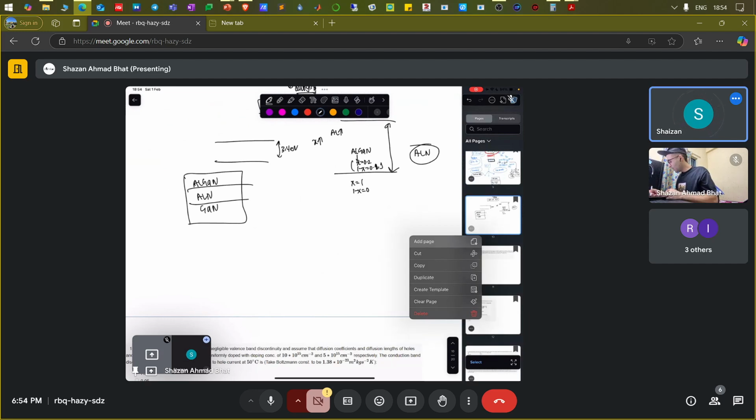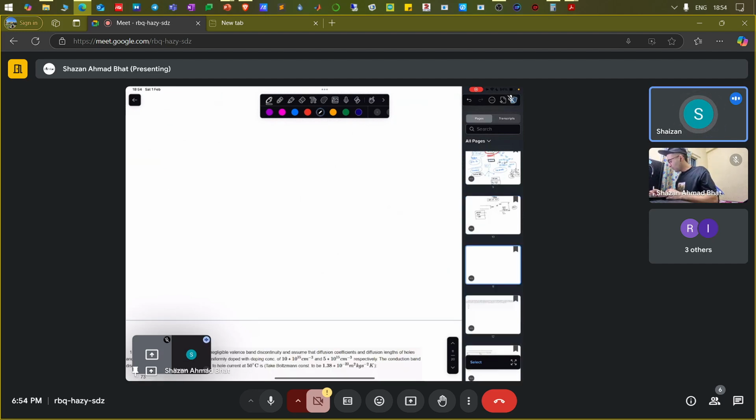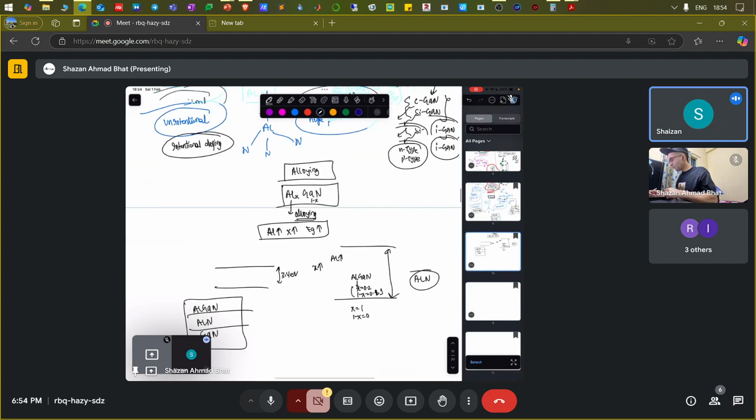Now let's go into more of the device aspect. Let's go more towards the device aspect.